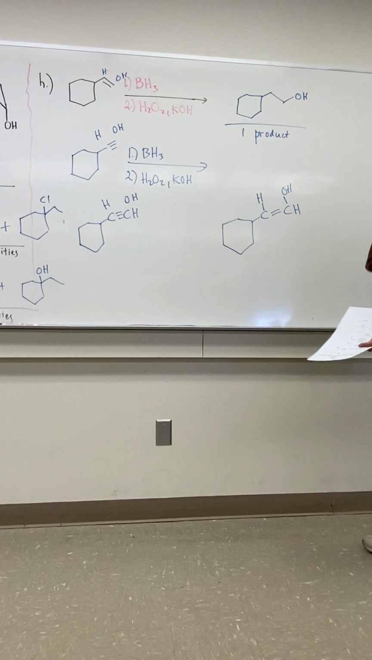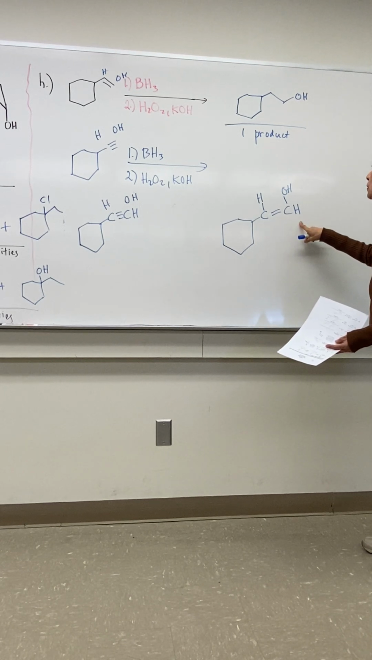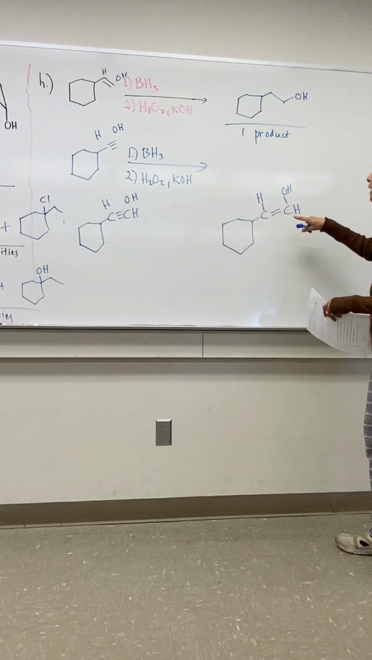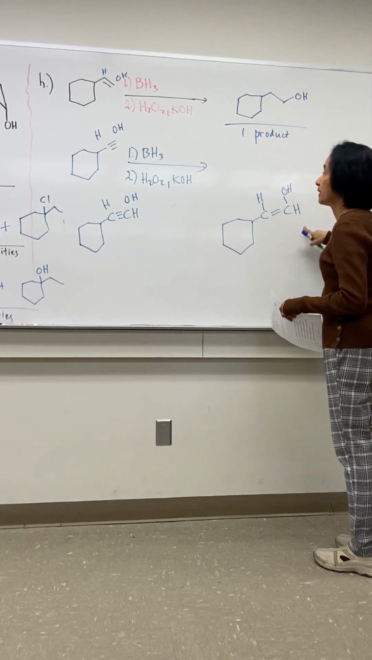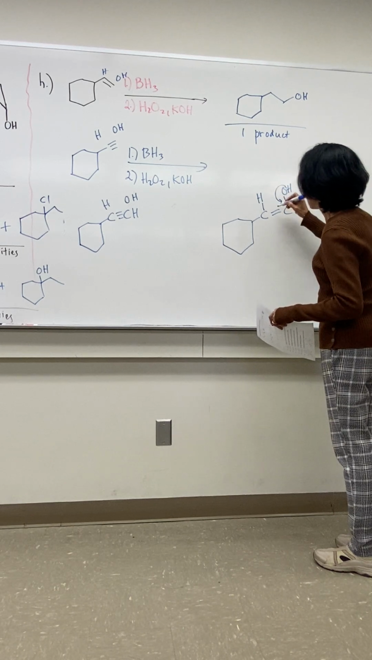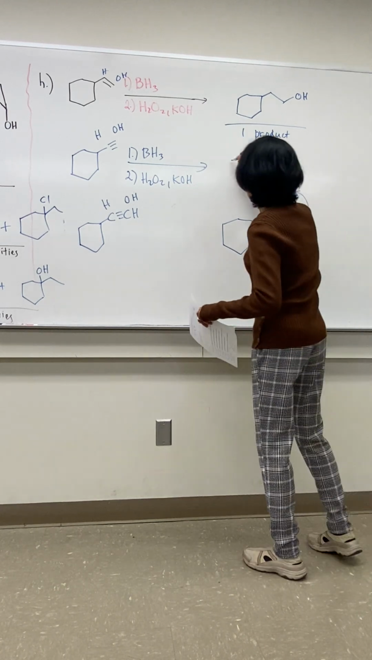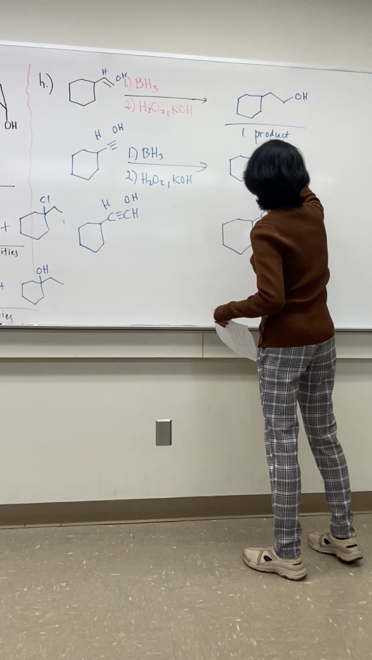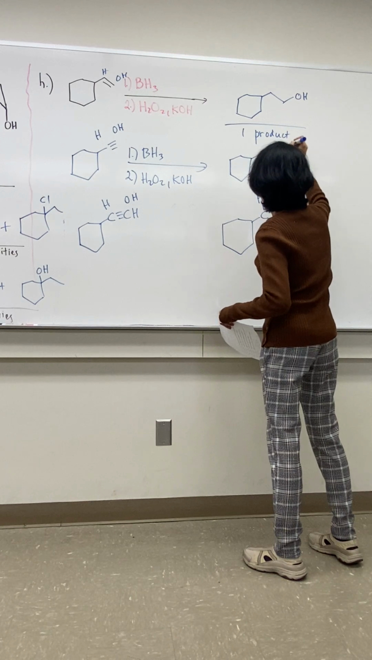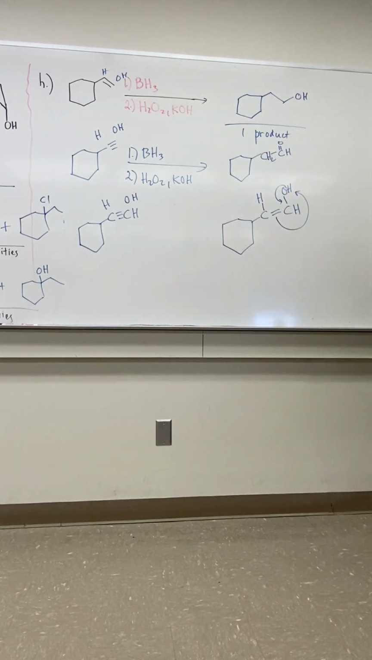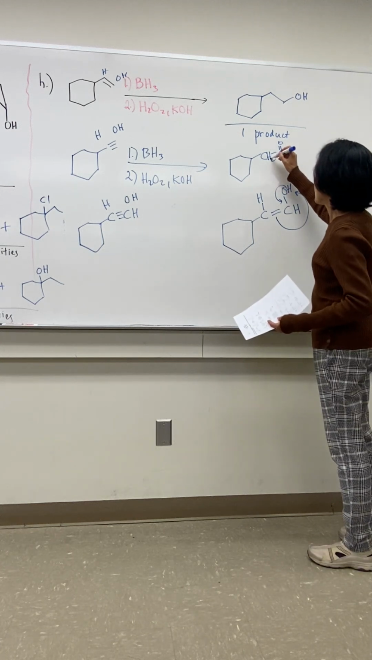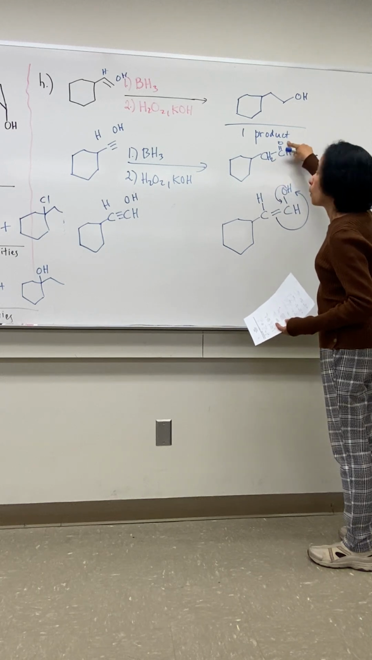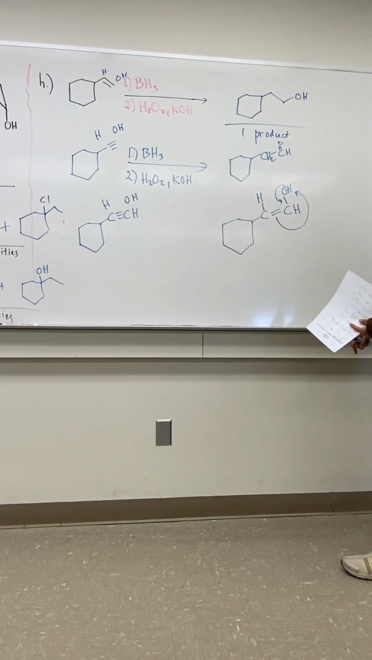Okay, so this was the enol. The final structure would be, I have to shift, I have to change, right? So this one becomes an aldehyde. So like this, and this grabs the H, and now you have this structure. So the water gets absorbed into the triple bond, so H2O. Okay?